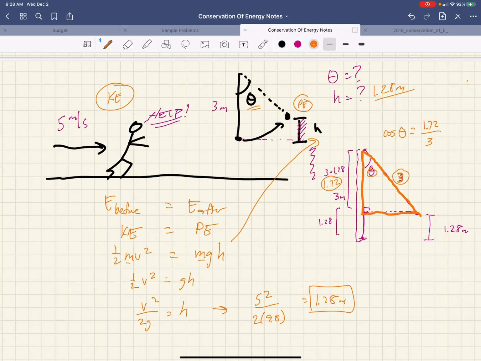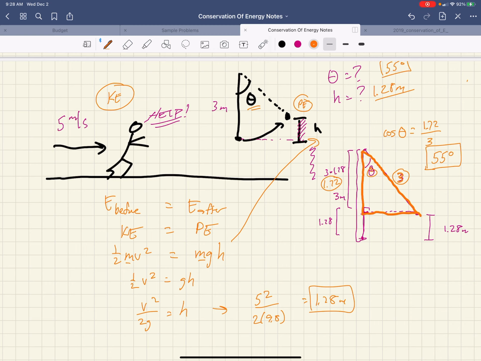55.0. This is where the dead pixel is. So I'm just going to say 55 degrees because I can't read that pixel. So 55 degrees. Okay, so the theta is 55 degrees up.